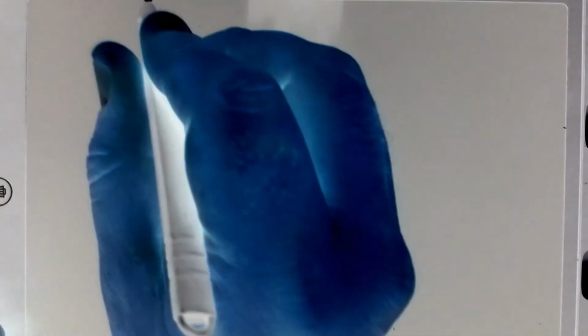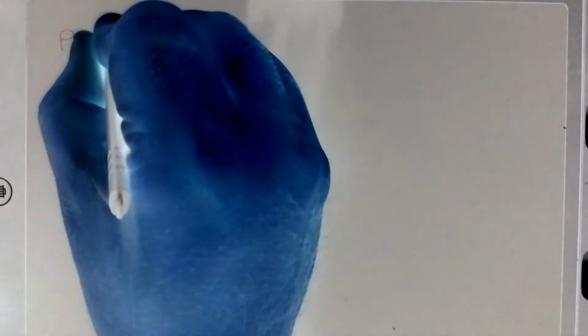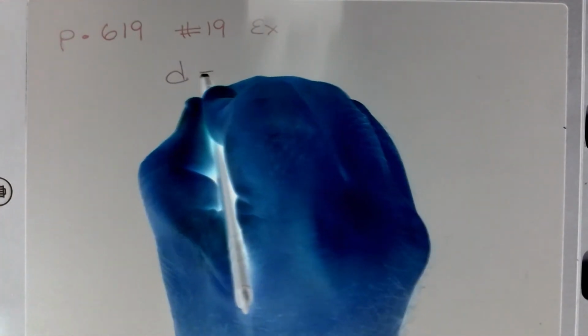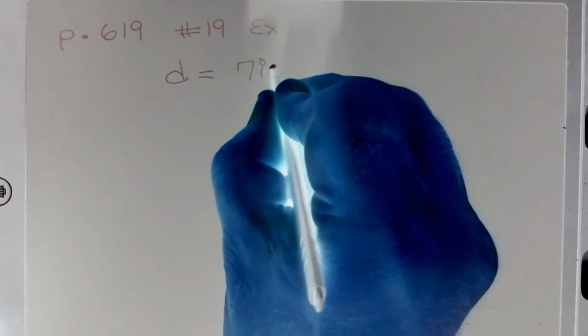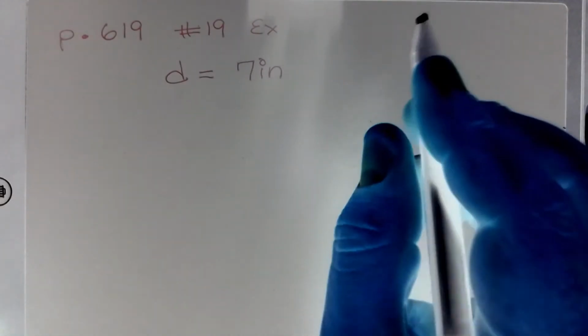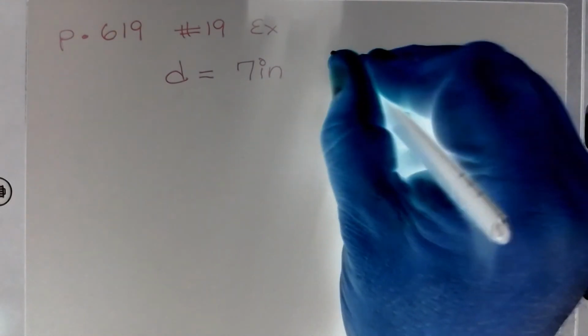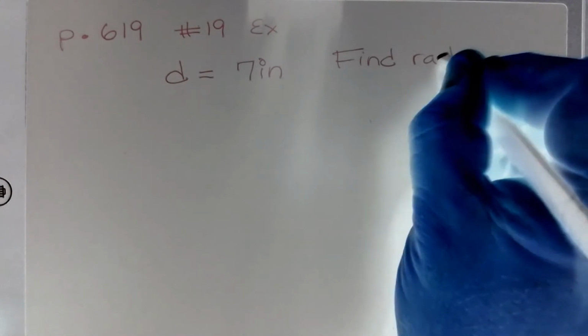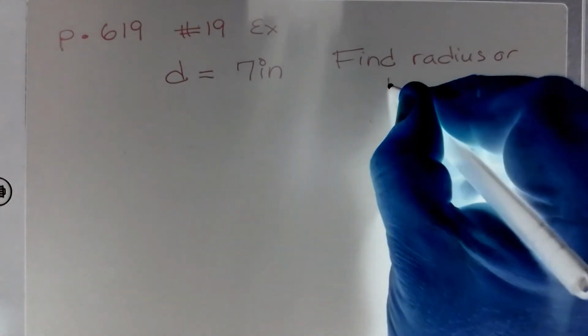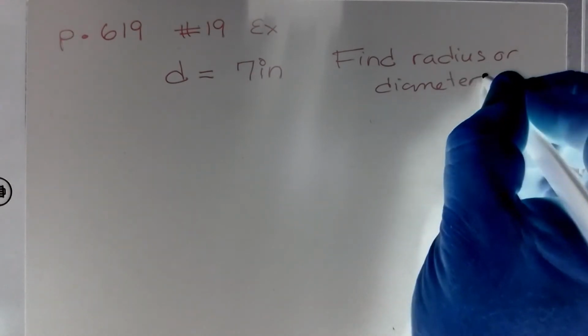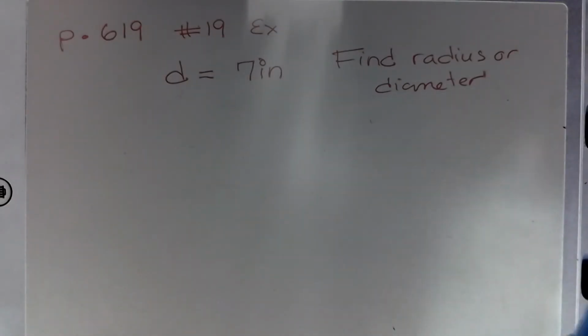Let's say this is page 619. Page 619. Let's go ahead and do number 19 as an example. For number 19, we have the distance is equal to 7 inches. The question says find the radius or diameter of each given circle with the given dimension.